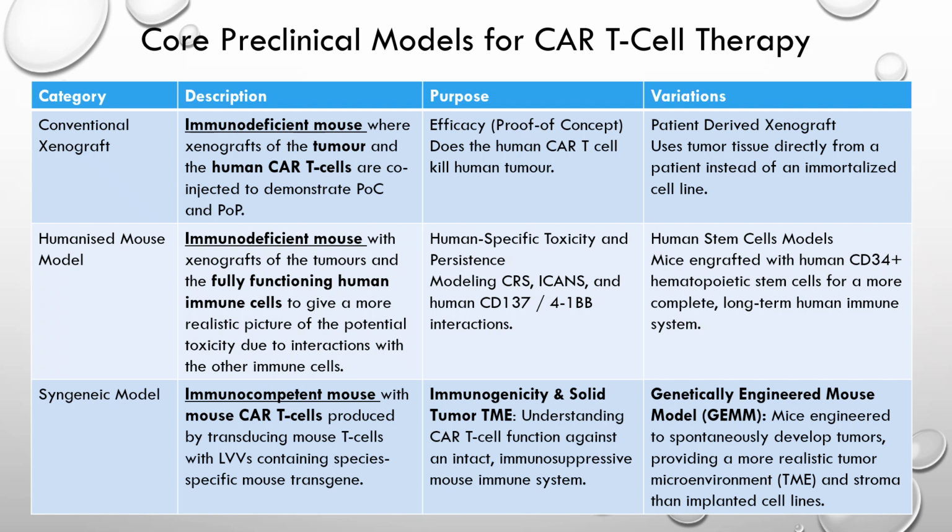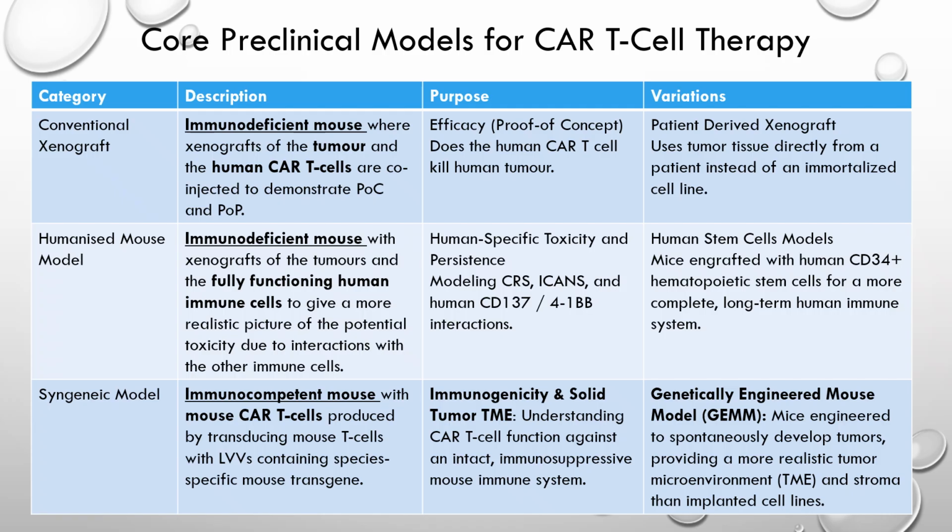So you could use, instead of traditional cell lines, patient-derived xenografts instead of immortalized cell lines. But this is one approach, and this is a basic approach where you would demonstrate proof of concept or proof of principle. And then there's the humanized mouse model.